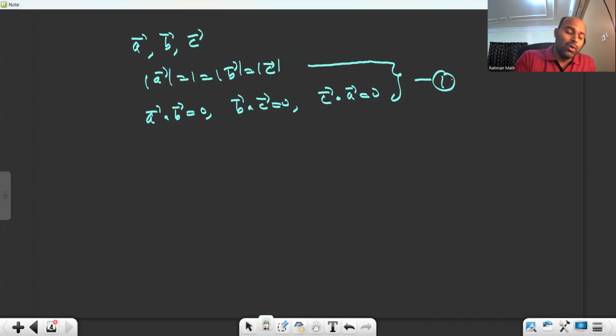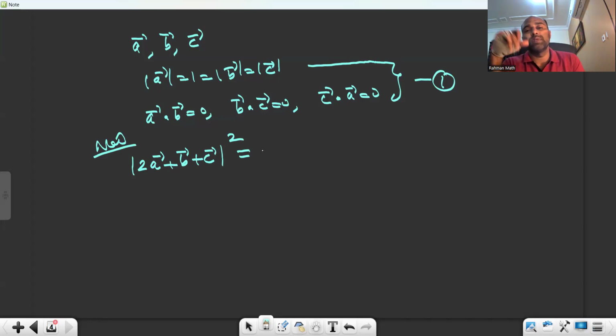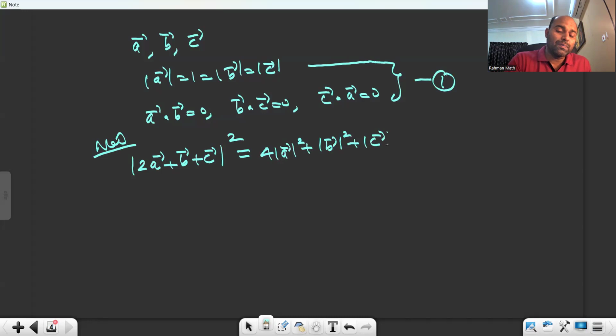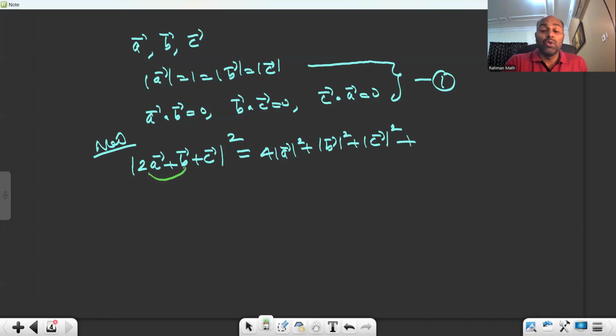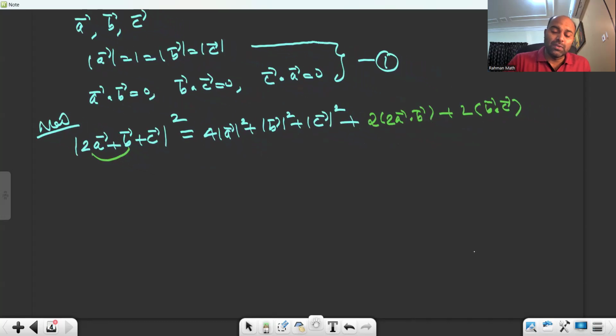What do you want to find? I told you, whenever something like that is there, you just square it. That's what we need. Even if it is A plus B or A plus B plus C, you just square it. First one squared, that is 4A squared. Second one squared, then third one squared. Plus 2 into first into second, plus 2 into second into third, plus 2 into first into third.